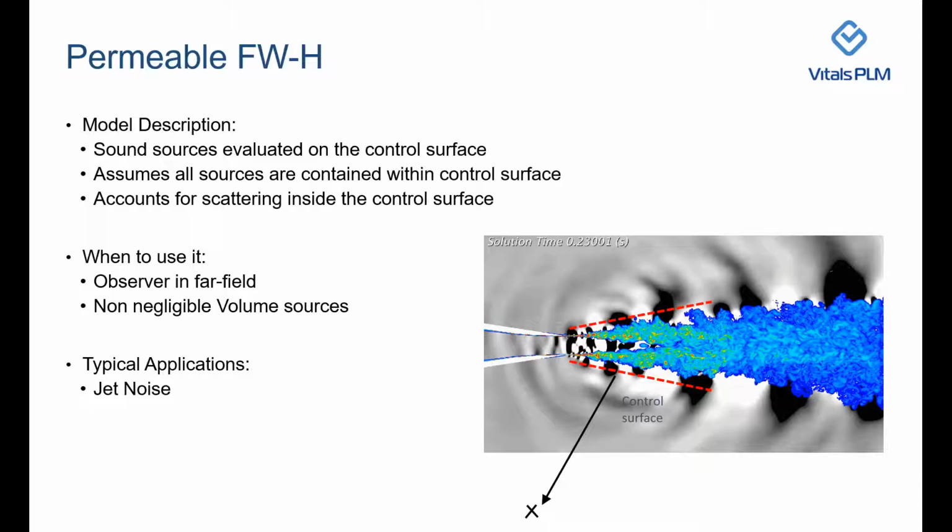And this model is applicable to the cases where the volume sources are not negligible. Jet noise is a case of a turbulent noise source where the volume sources are important, because the growing instability layer is a typical example of volumetric sources. The typical application is jet noise.